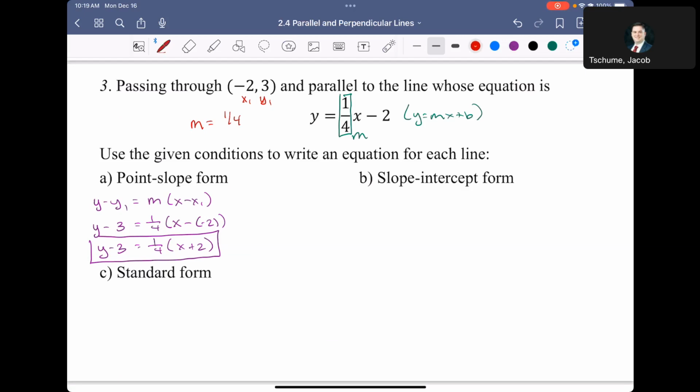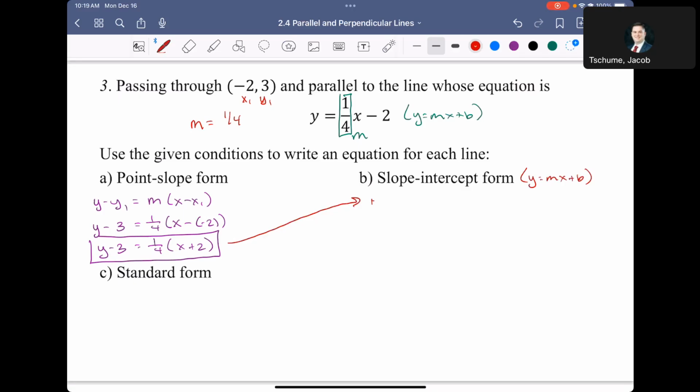So if I move over here to slope intercept form, remember, slope intercept form means you must get the y by itself on one side. So we want to get this in the form y equals mx plus b. So from this form here, we're going to solve for y out of the point slope form.